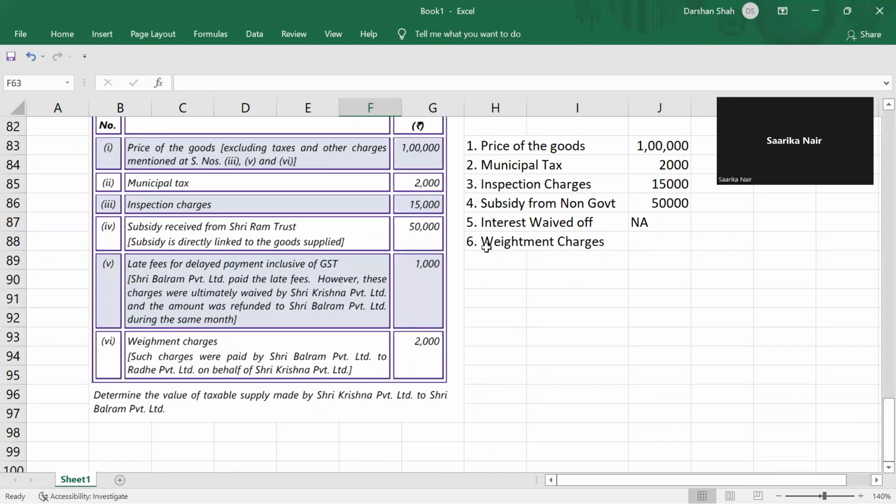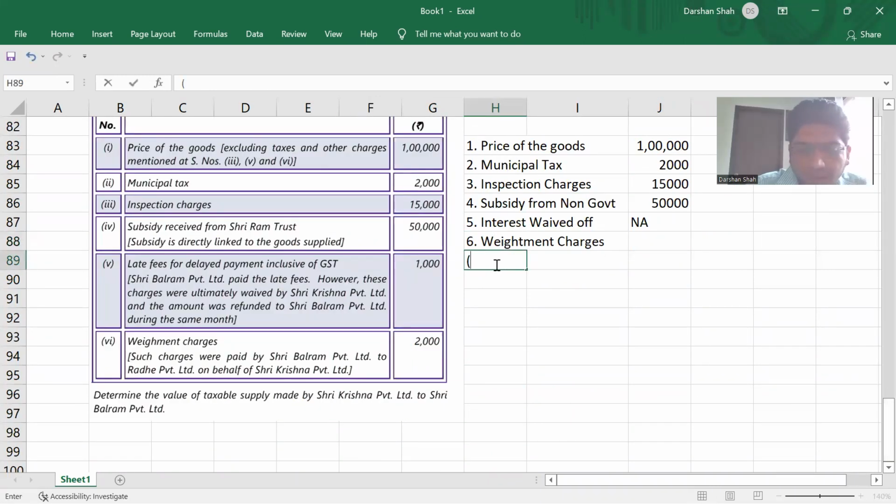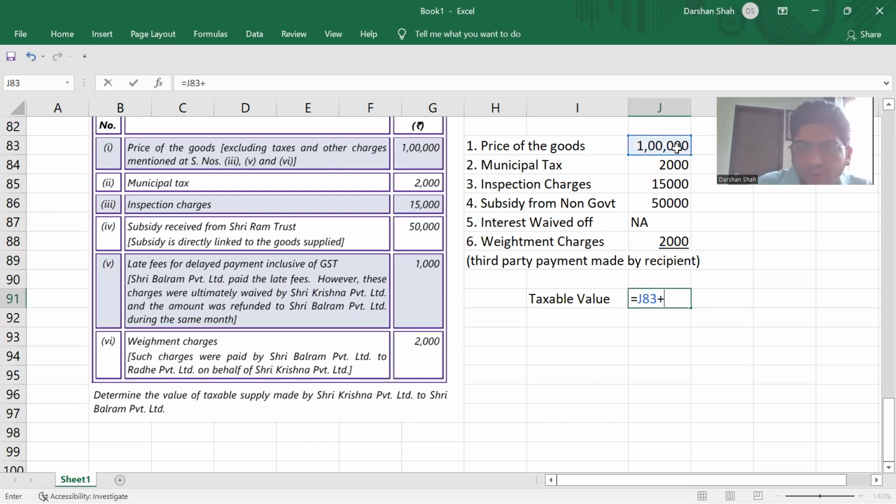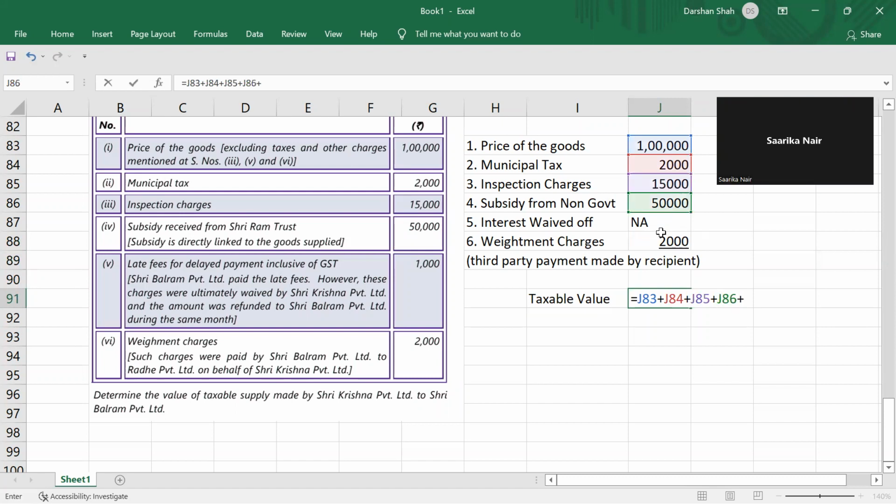Yes, sir. Correct. So you can write it over here, third party in brackets, with the explanation: third-party payment made by recipient. You'll have to give the explanation: even though the buyer is paying for it, why are we charging it in the taxable value? So 2,000. My total taxable value, as we are studying in Section 15, is the sum of all of them. 1,69,000. Done. That's the taxable value. Easy.